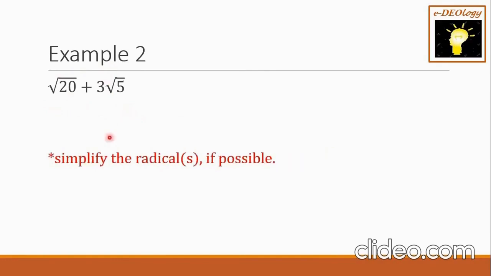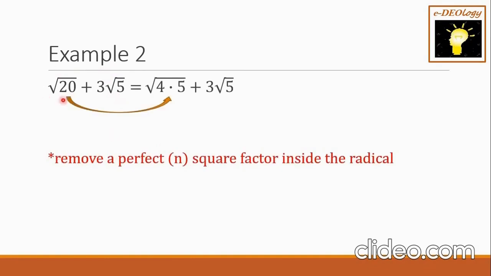What we will do is to simplify the radical if possible. It means in the first radical here, we're going to remove a perfect square factor. Then later on, in the simplified form, we will check again if this radical, square root of 20, becomes like the other radical.